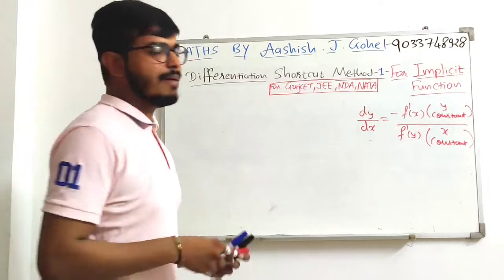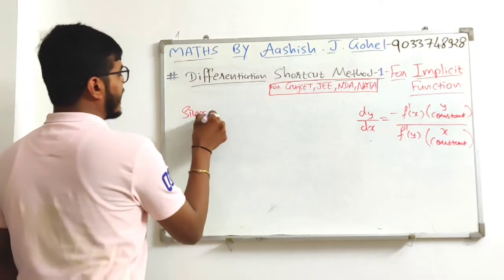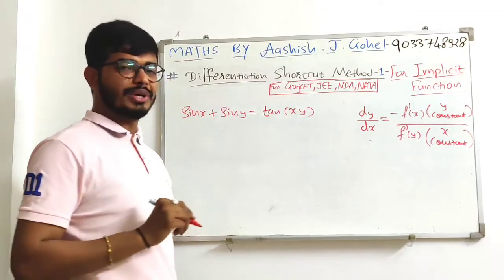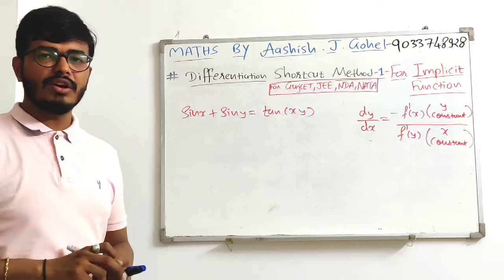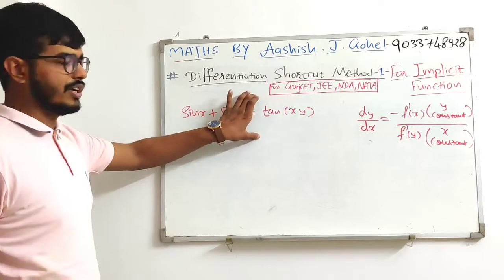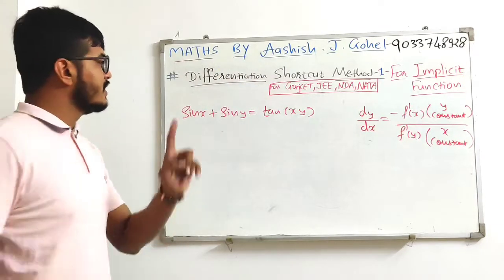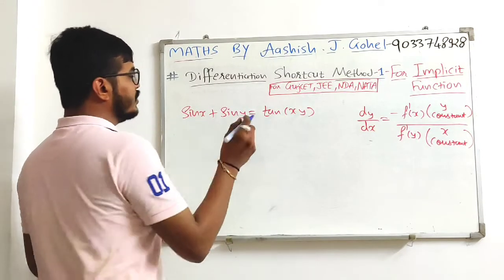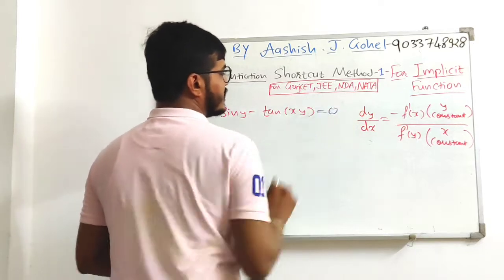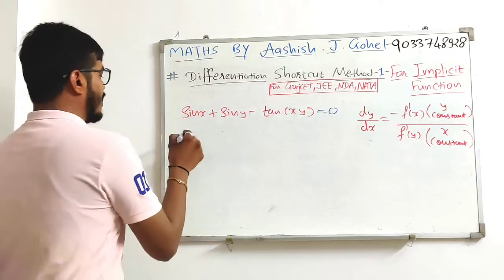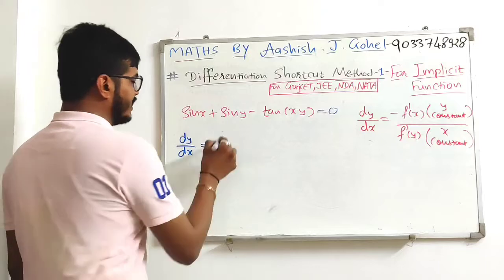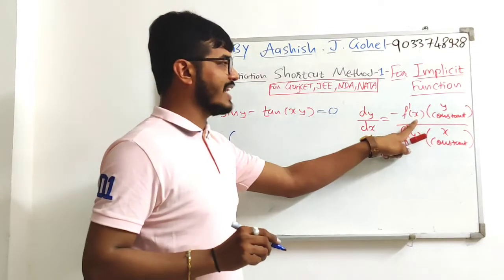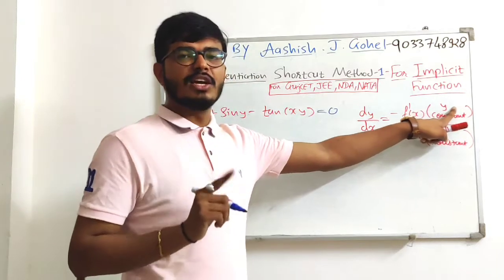Let us say that I have an equation like sin x plus sin y is equal to tan xy. Okay, so the first condition we need to follow is that whatever equation is given, first we will keep all the terms on the left hand side of the equal sign. So in this equation if I do that, then minus tan xy is equal to 0. Okay, now according to our shortcut method, minus. Now we differentiate the whole equation with respect to x, keeping in mind that y is constant.